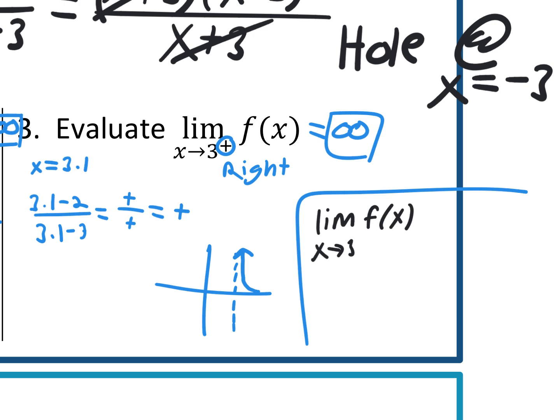Well, from the left, it was going towards negative infinity. From the right, it was going towards positive infinity. So what can we say about this? Just the overall limit. Are they approaching the same direction? This is where we have no other choice but to say does not exist.